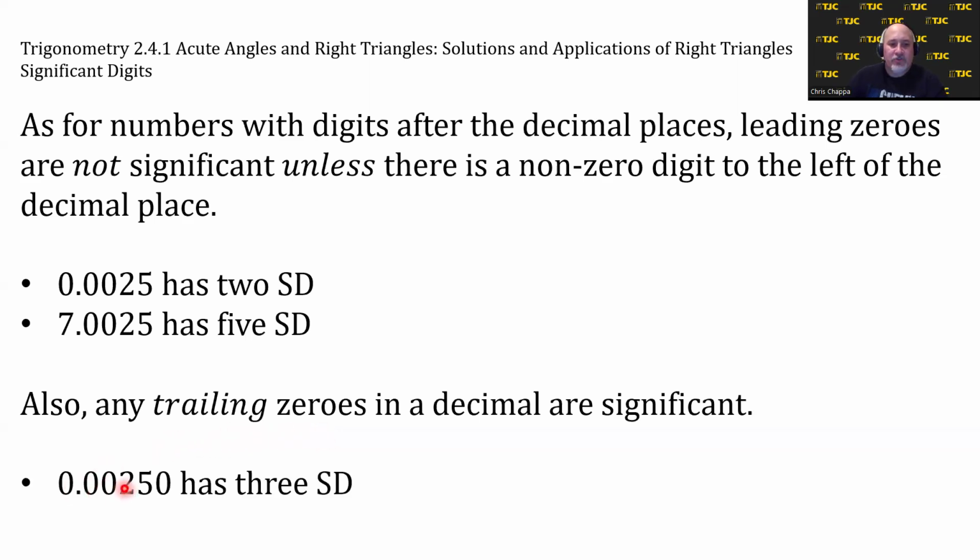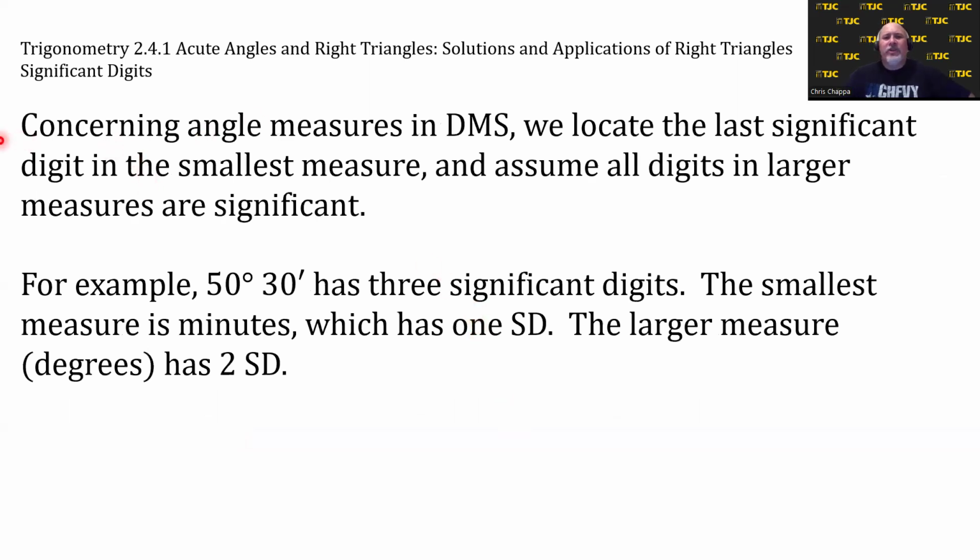So 0.00250, the 250 are all significant digits. We change the 0 in front to a 7. Now it has 6 significant digits. Concerning angle measures in degrees, minutes, seconds, we locate the last significant digit in the smallest measure and assume all digits in larger measures are significant. For example, 50 degrees 30 minutes has 3 significant digits. The smallest measure is minutes, which has 1 significant digit, the 3. The larger measure has 2 significant digits.